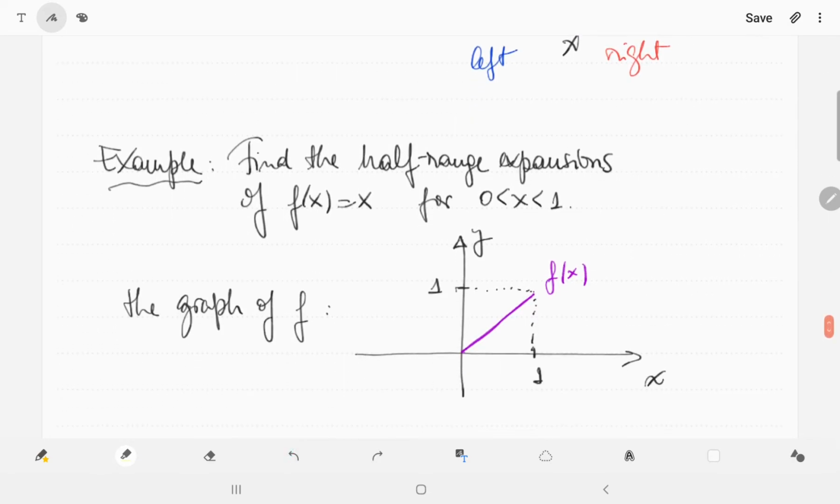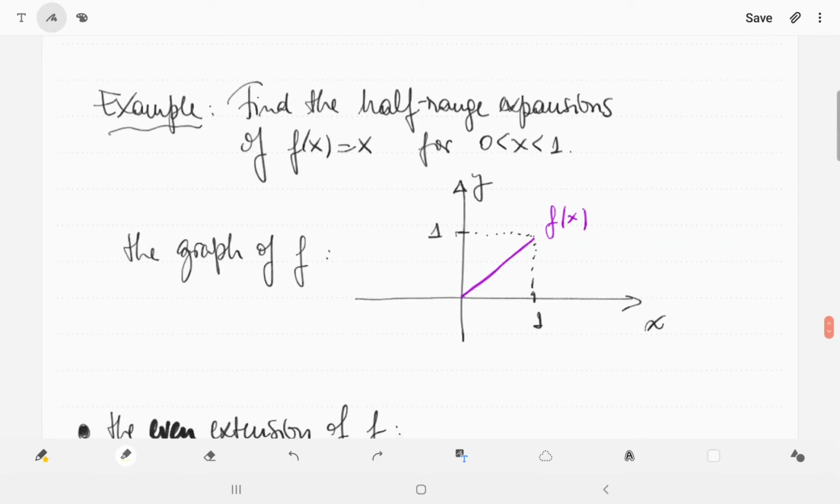Okay, so example. Find the half-range expansions of f(x) = x, for x between 0 and 1. When we are saying half-range expansions, we mean that we have to find the cosine series expansion and the sine series expansion of this f.